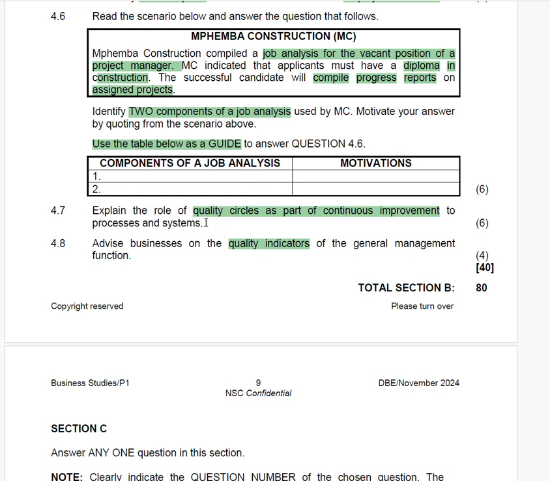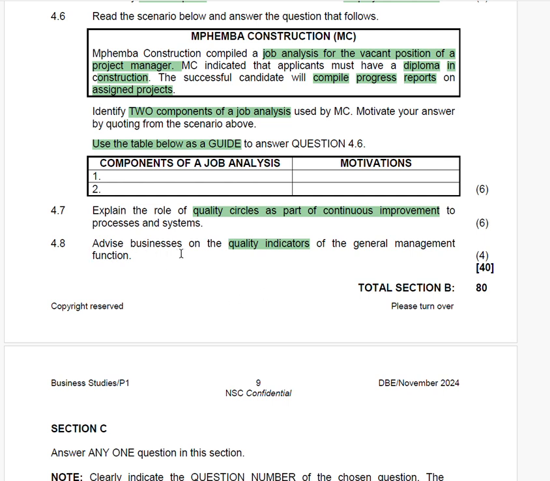4.7, explain the role of quality cycling as part of continuous improvement. That's what we've already completed. So you had 2 marks per point. However, you needed to, for example, state what can be done and how it can be done, right? So what should be done and how it should be done, then you get 2 marks. But if you state what should be done and you don't say how it should be done, you're going to get 1 mark. So make sure that your sentences are full like how we saw them. In that way, you're going to get 2 marks per point and then you need a maximum of 3.